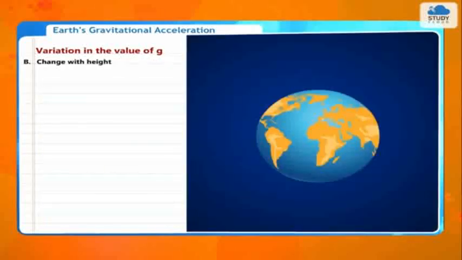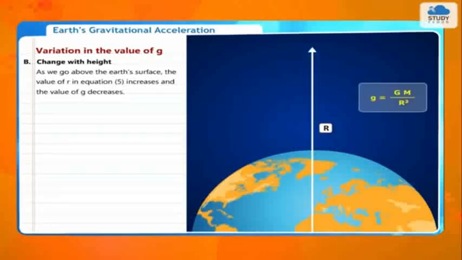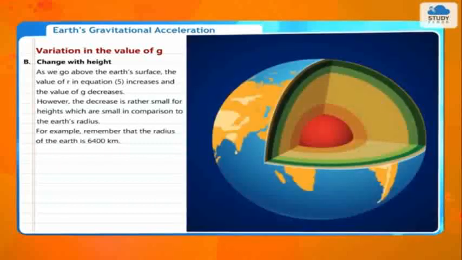B. Change with height. As we go above the Earth's surface, the value of r in equation 5 increases and the value of g decreases. However, the decrease is rather small for heights which are small in comparison to the Earth's radius. For example, remember that the radius of the Earth is 6,400 kilometers.